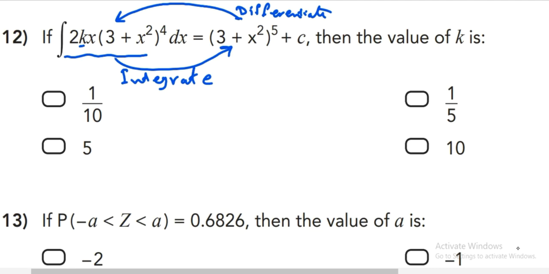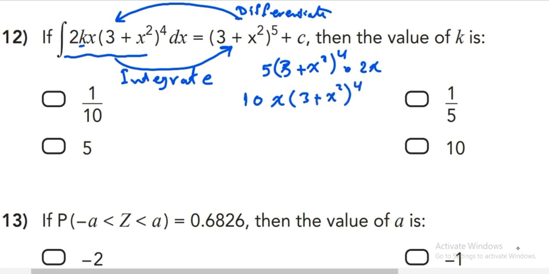If we differentiated this expression, differentiation of bracket with power is differentiate the bracket multiply differentiation of what inside the bracket. So here it's 10x multiplied by 3 plus x to the power of 2 all to the power of 4. As we said in the beginning, this expression is the same as the other expression.